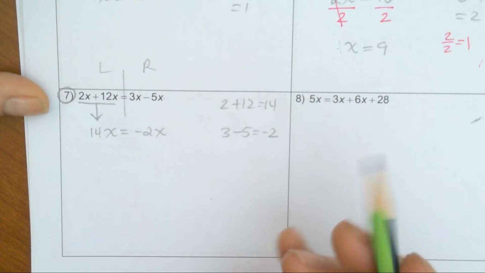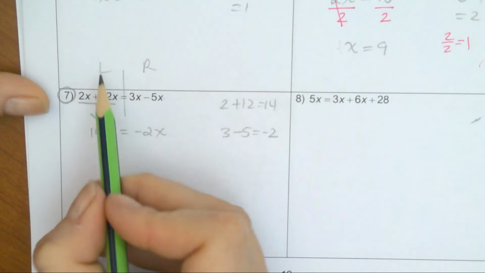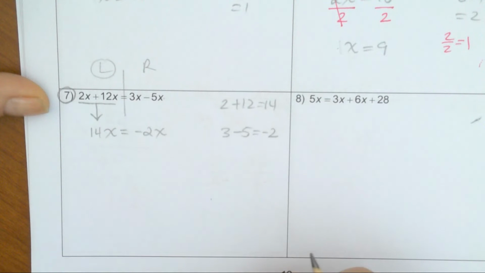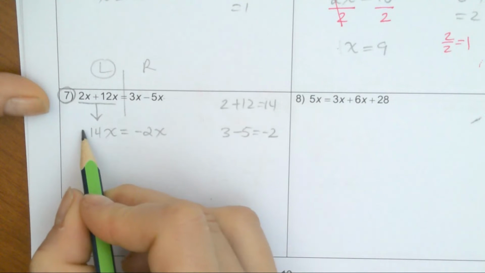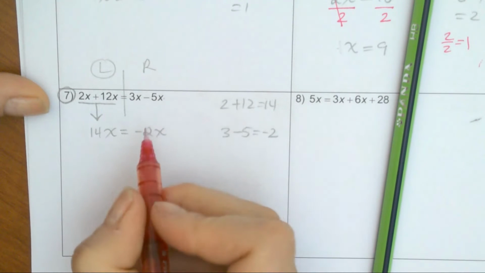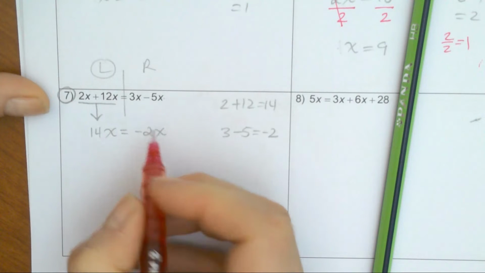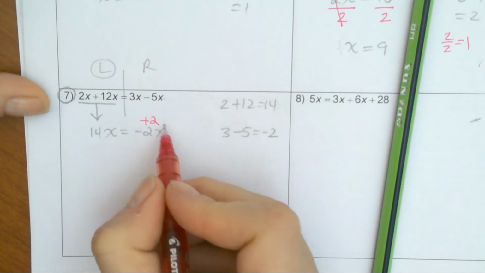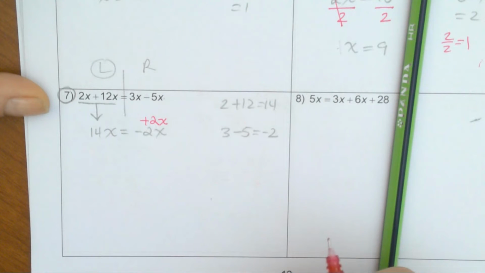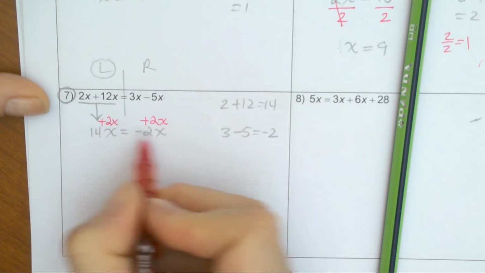And then I say, who's on the wrong side? If we want our letters on the left, the variables on the left, who do we have to move? Well, this has a variable, so I need to move it to the other side. This one's a negative 2, so the opposite is positive 2. Now don't just write positive 2, you must write positive 2x. Positive 2x, don't forget the x.